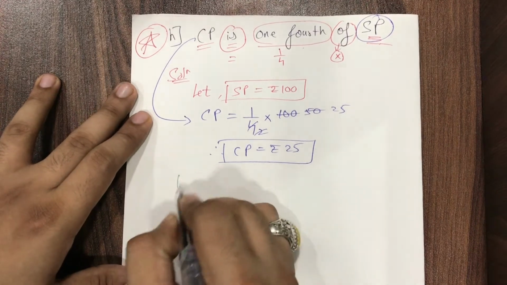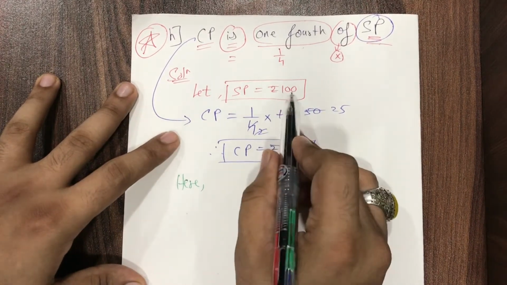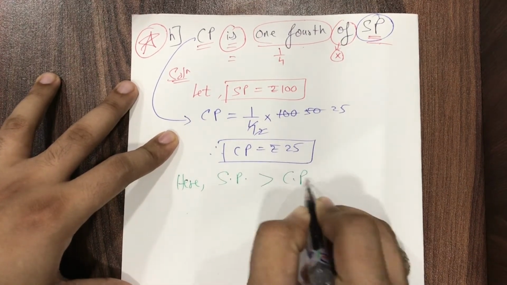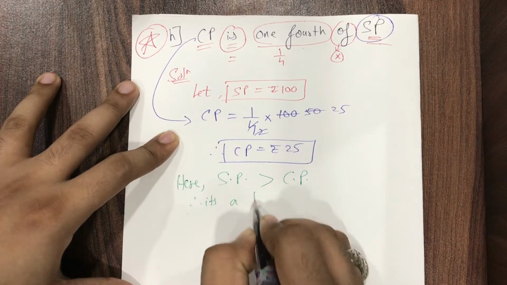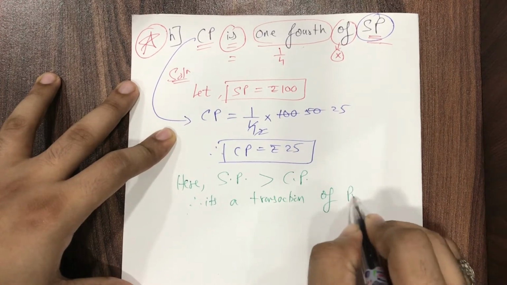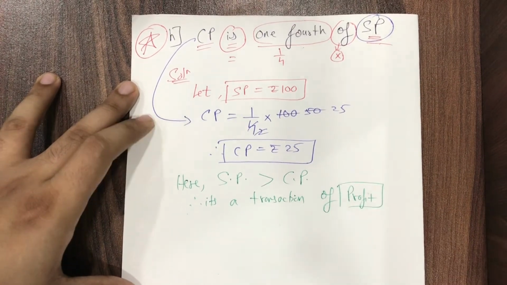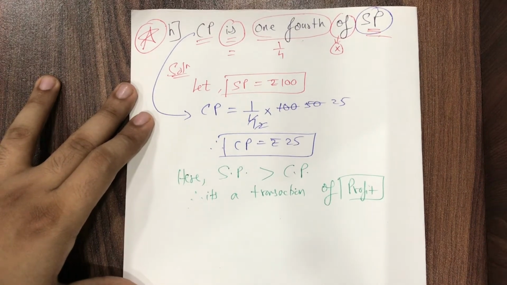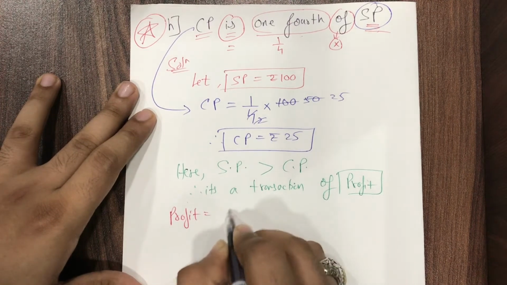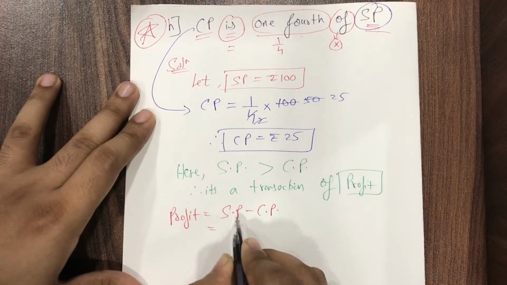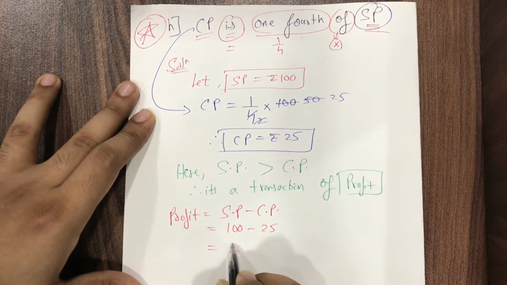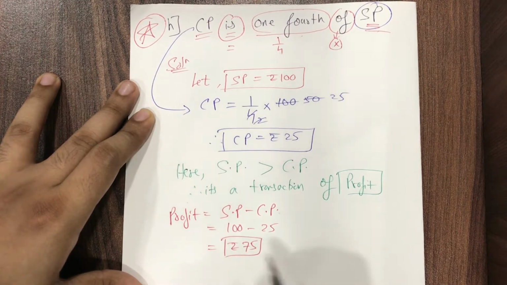We have to compare. Here selling price is 100 and cost price was just rupees 25. So here selling price is greater than the cost price. Therefore it's a transaction of, of course, profit. It's a transaction of profit, students. Okay, so now let's put up the formula for profit. Profit is equal to selling price minus cost price. What is selling price over here? 100. Cost price is 25. So it is equal to rupees 75. This is a profit, students.